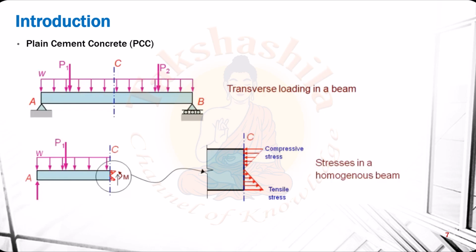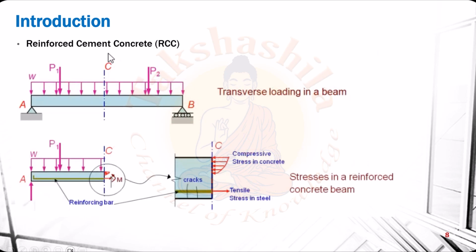An easy solution is to use some other material which is good in taking up tension at the parts where we experience tensile stress. That is how we came up with the term reinforced cement concrete. We have seen that when a member is subjected to flexure, the top part experiences compression and the bottom part experiences tensile stresses. So we will provide a material, in this case steel, because steel is very good in taking up tension as well as compression.